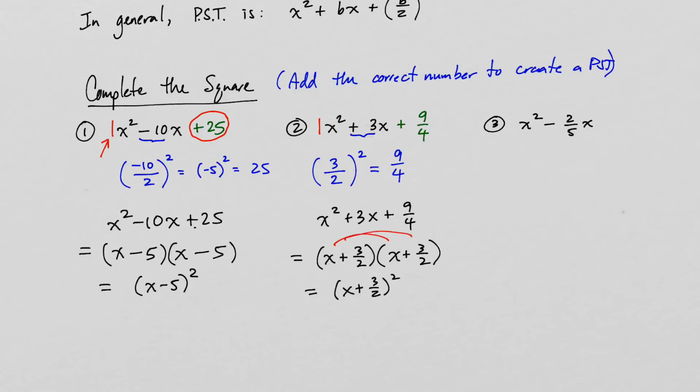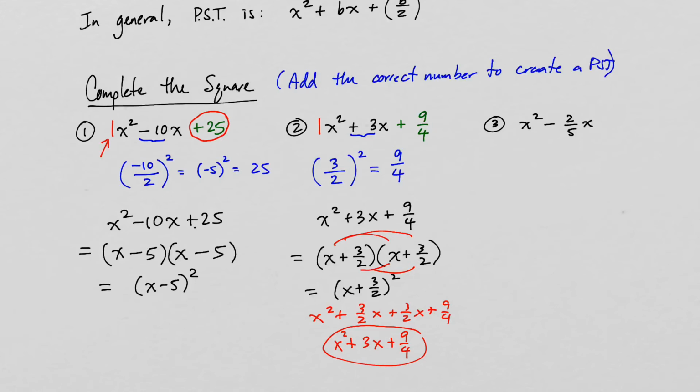If you multiply this, you get x squared plus 3/2 x plus 3/2 x plus 9/4. And 3/2 plus 3/2 is 6/2, which is 3. So notice, this is what you have up here.